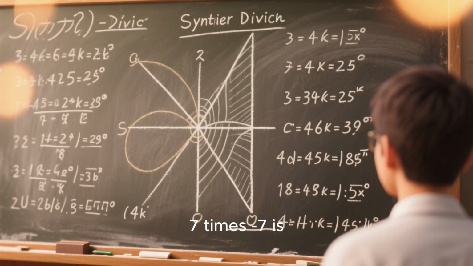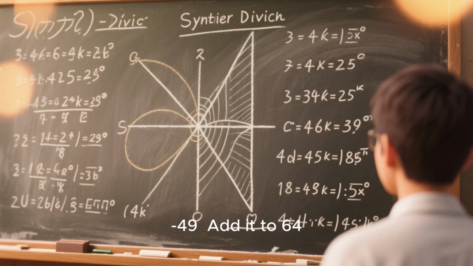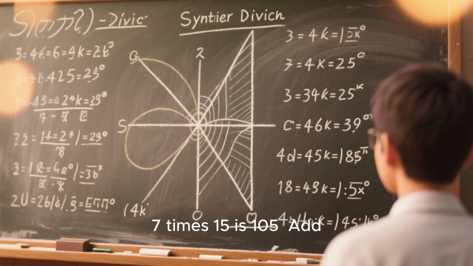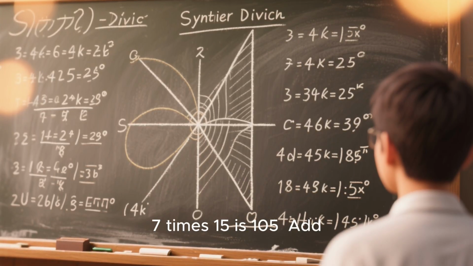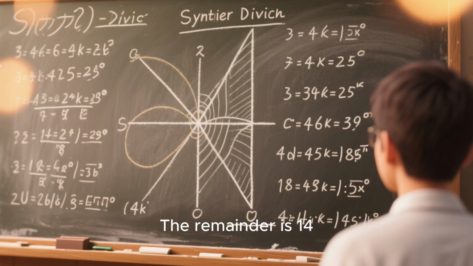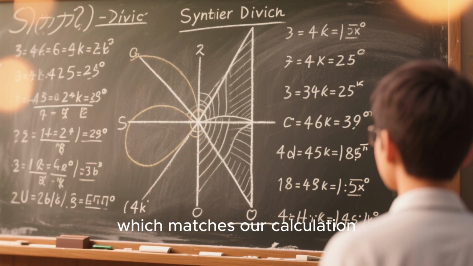7 times minus 7 is minus 49. Add it to 64, we get 15. 7 times 15 is 105. Add it to minus 91, we get 14. The remainder is 14, which matches our calculation.